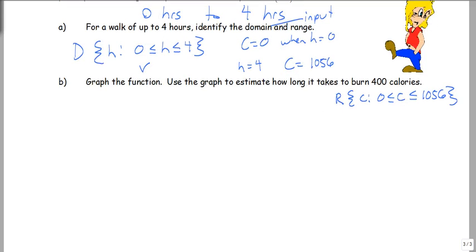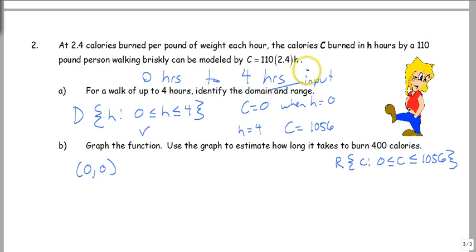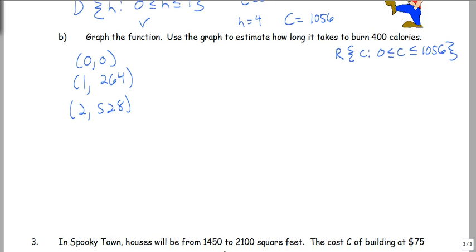Graph the function. Use the graph to estimate how long it takes to burn 400 calories. Okay, well, if I graph this, I'm just going to come up with some points. We know 0, 0 is a point. If I put 1 in for H, and again, I'm going to be doing this pretty quickly, you multiply 2.4 times 110, and you get 264. And if I put in a 2, you get 528. So those are my 3 points.